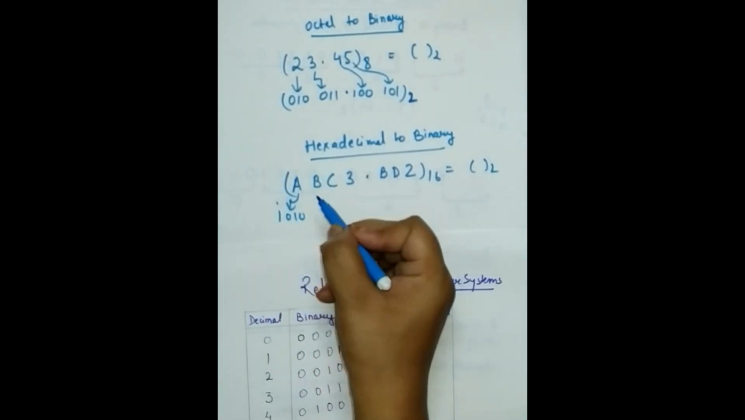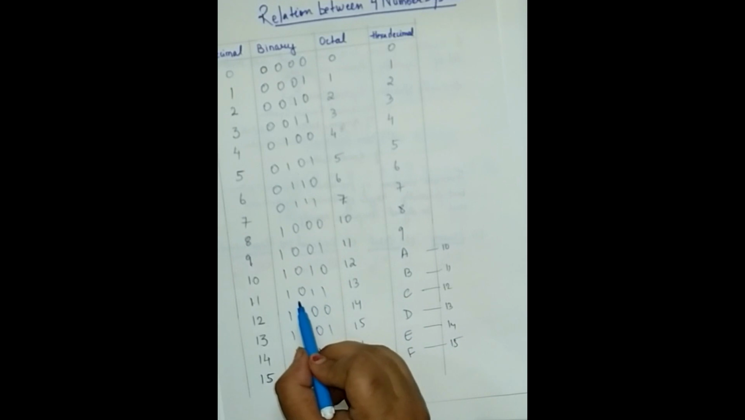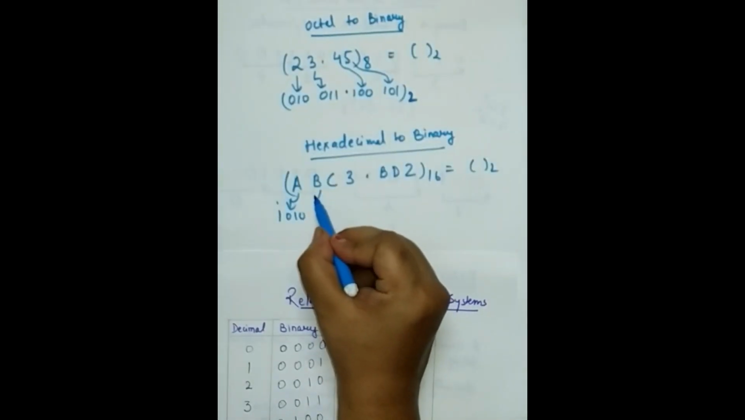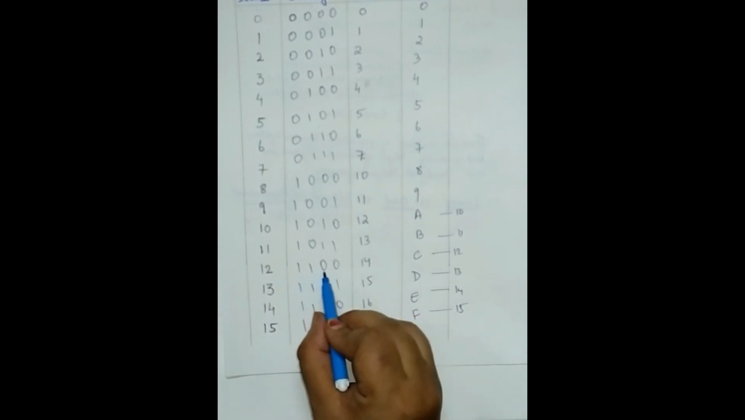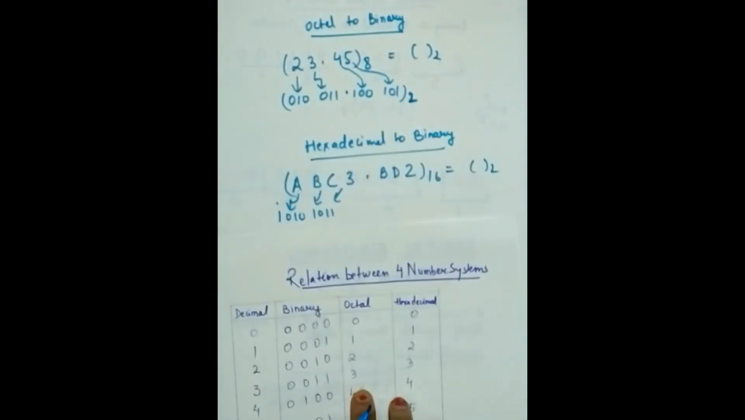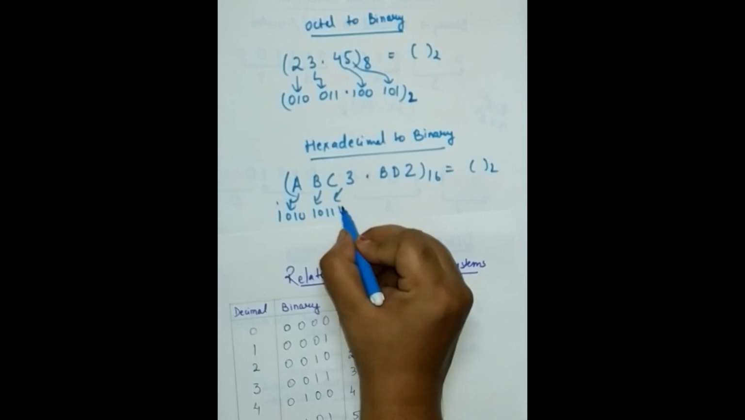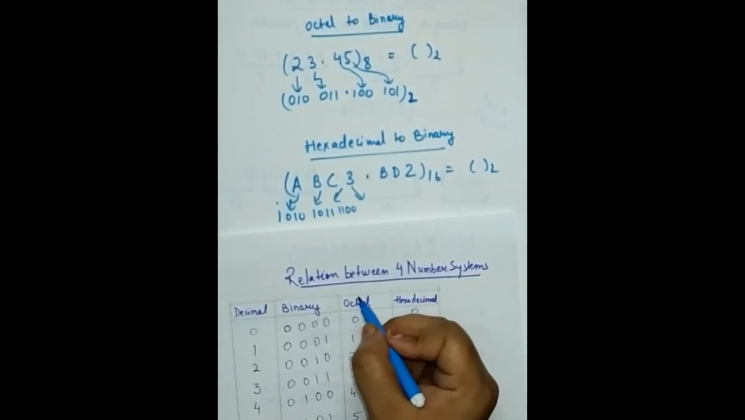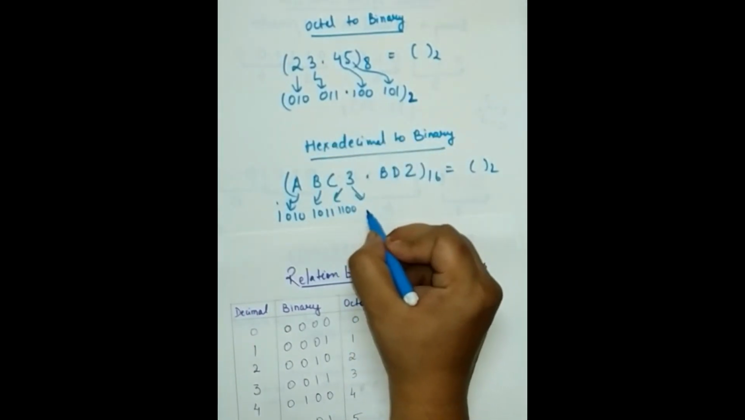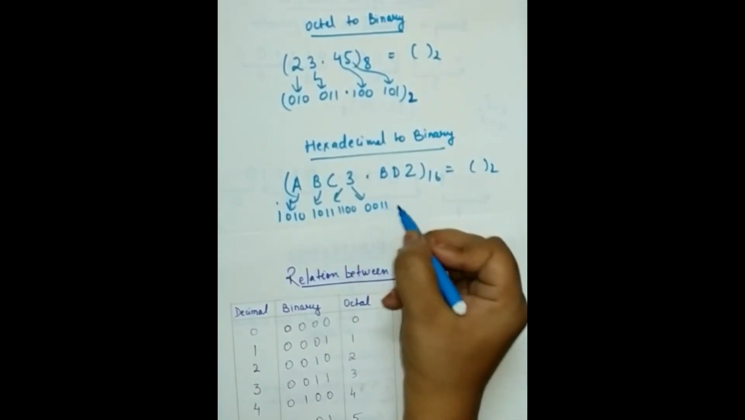So I will write here 1010. Then B is equal to how much? B equals 1011. So I will write here 1011. Then C equals to how much? Again you should remember these. It is 1100. So I'll put here 1100. Then this 3 equals to how much? It is 0011. You can see the table.